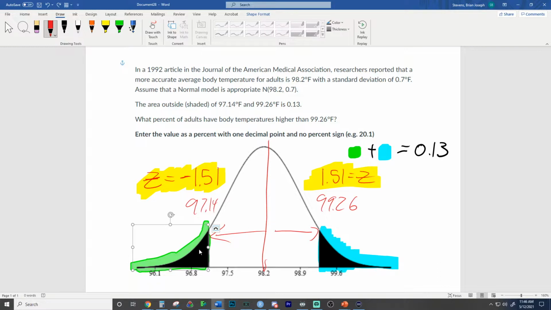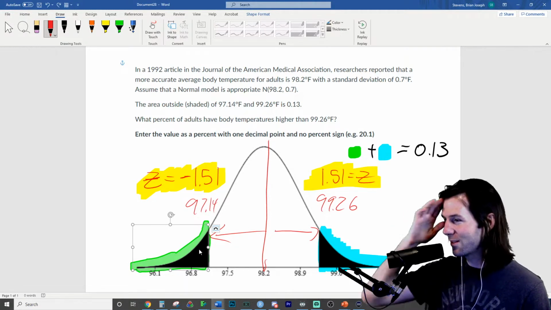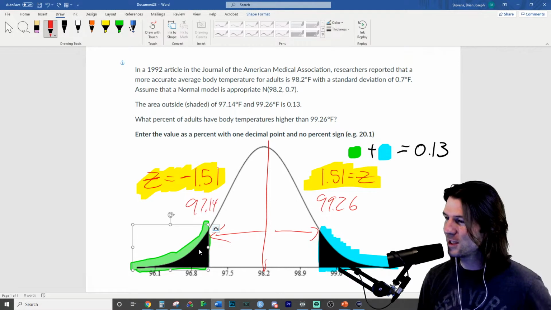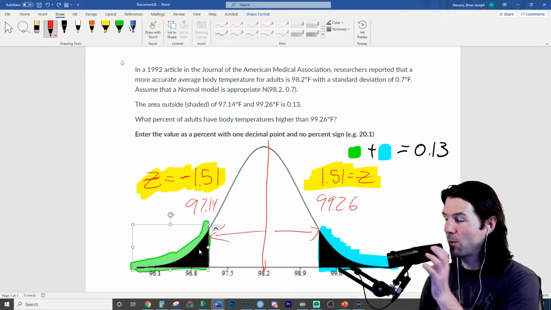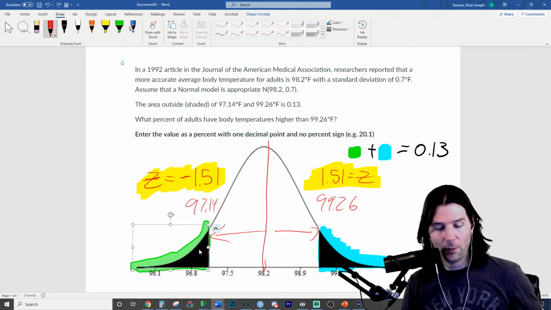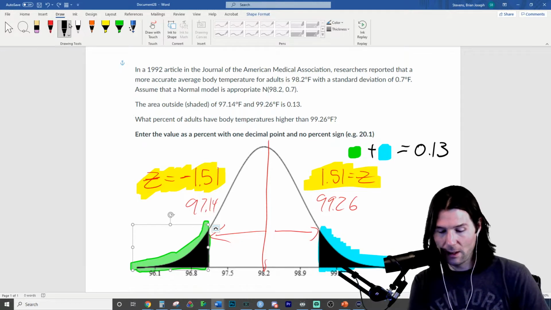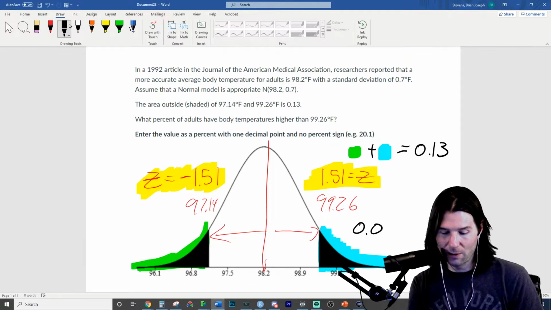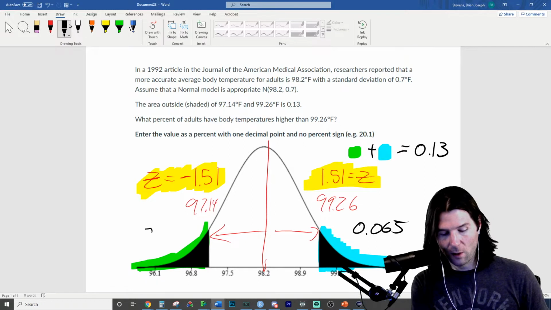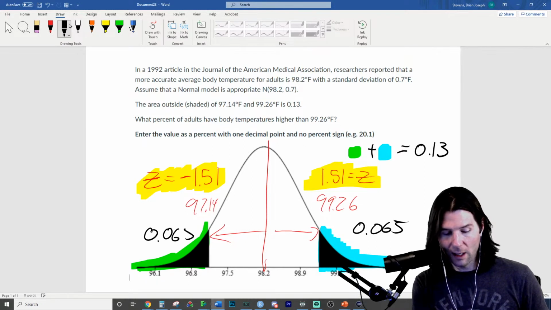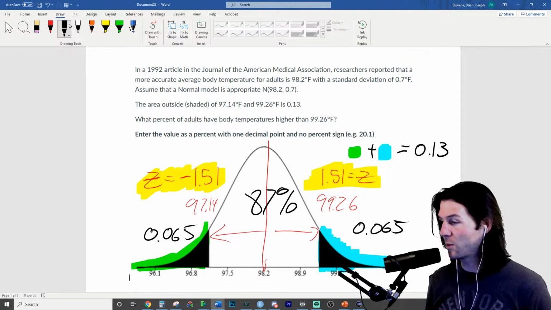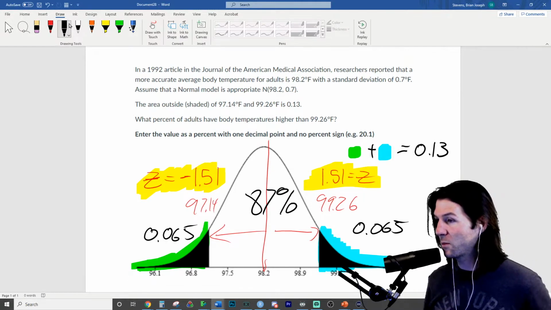So Layla and I, we're going to split $13 right here. I have $13 and we're going to split it. How much money do we each get? Exactly. We each get 0.065. Great practice. So each of these is 0.065. In the middle right here would be 87%. How am I getting 87%? Great job, Jessica. 87% is obtained.